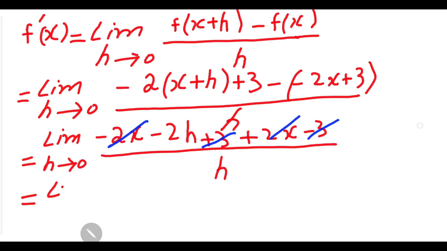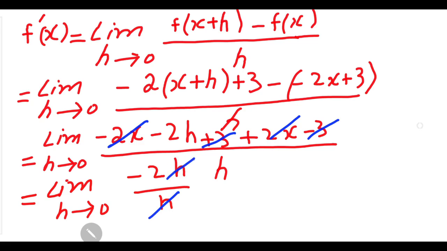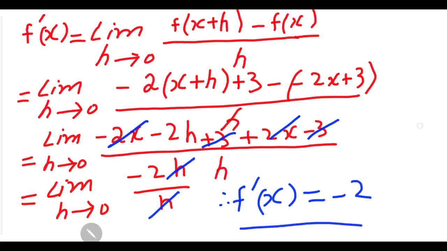So we got the limit as h approaches 0. The top is negative 2h. At the bottom is h. This h and this h cancel. So we only got negative 2. Since the expression no longer contains h, the limit as h approaches 0 is simply the constant. So therefore, the first derivative is going to be equal to negative 2. This is my final answer.